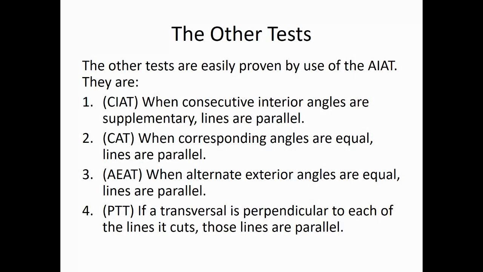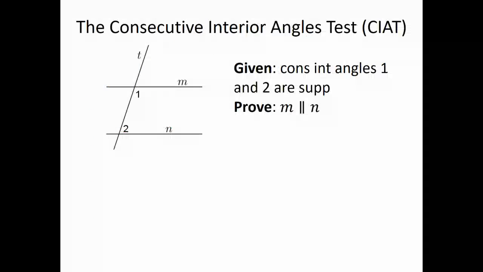The consecutive interior angles test, which says that when consecutive interior angles are, note this well, supplementary, that's the right relation in this case, then lines are parallel. The corresponding angles test says that when corresponding angles are equal, that's the right relation, lines are parallel. The alternate exterior angles test says that when alternate exterior angles are equal, again, equality, lines are parallel. And then finally, the perpendicular transversal test. It says that if a transversal is perpendicular to each of the lines that it cuts, then those lines must be parallel to one another.